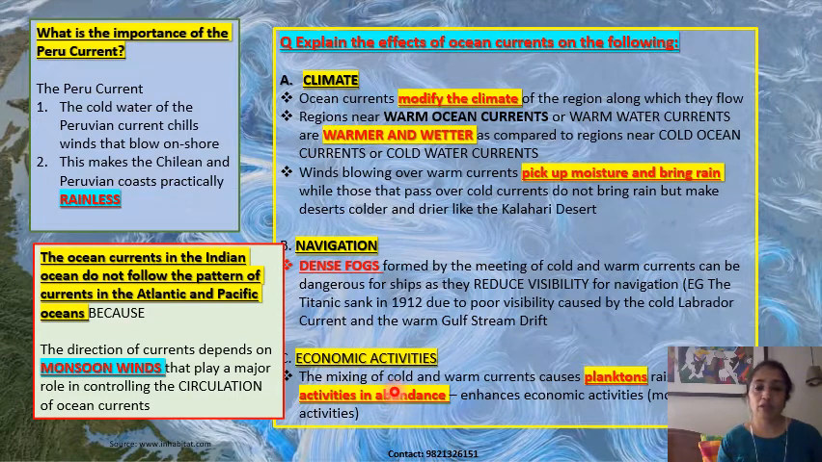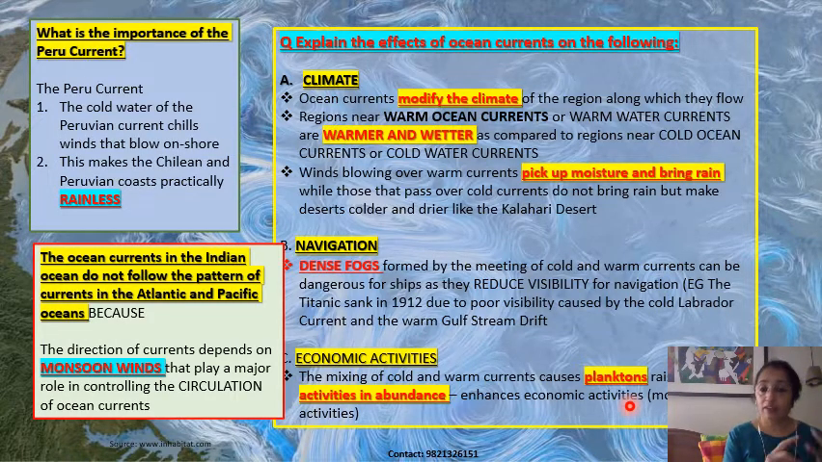Third, economic activities. The mixing of cold and warm currents causes planktons to be deposited, raising the numbers of fish in that area. So now people have activities, they go fishing, they sell the fish and they earn money. So they promote all the fishing activities in abundance. It enhances economic activities. Economic means income earning activities. People are now able to become fishermen, go out, fish, sell the fish and earn money.